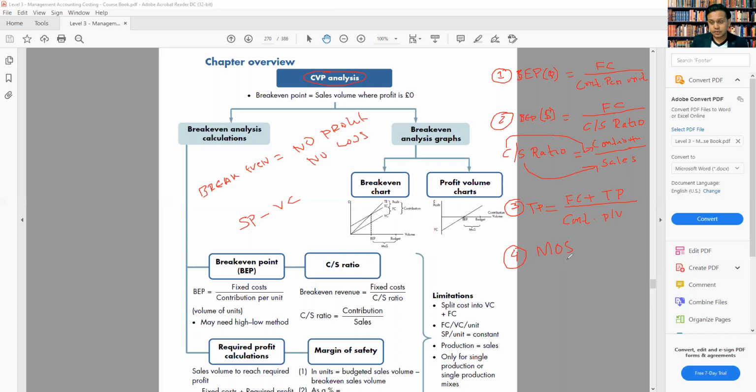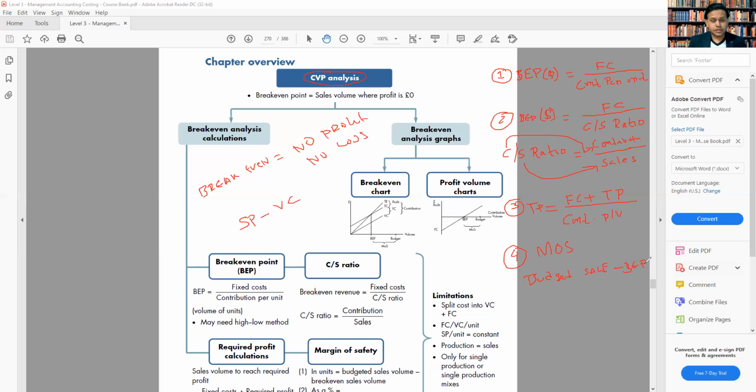So the margin of safety will be budgeted sales minus break even, BEP. We'll do some practice so we understand more, and of course we're going to use all of these formulas in the questions.